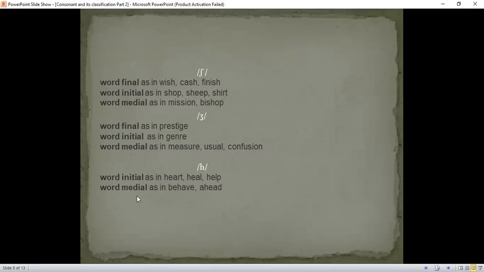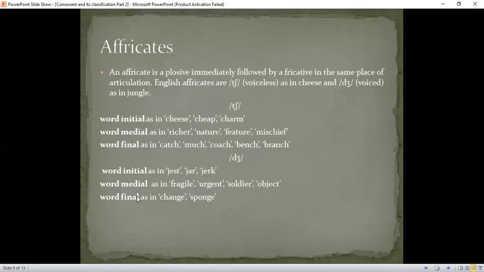Word medial as in behave and ahead. So next will be the affricates. An affricate is a plosive immediately followed by a fricative in the same place of articulation. English affricates are ch, which is voiceless, as in cheese, and j, which is voiced, as in jungle.